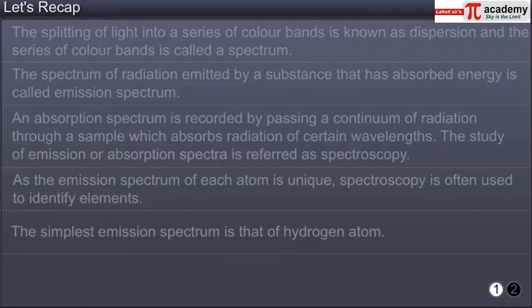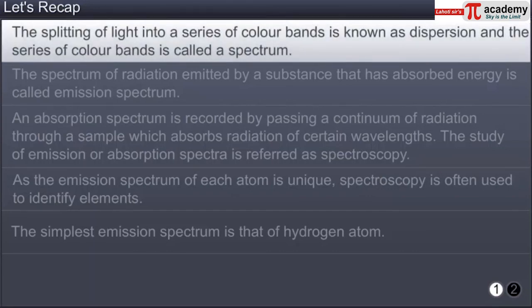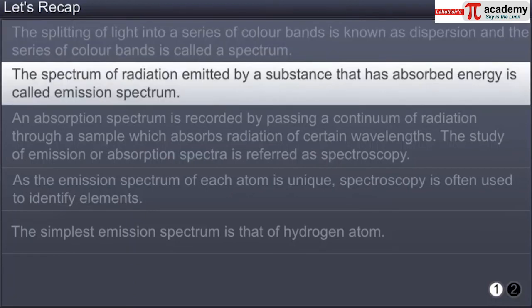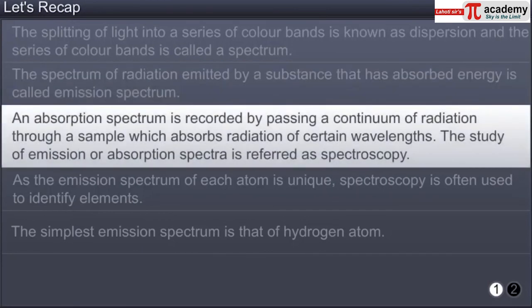You have now reached the end of this module. In this module, you learned that the splitting of light into a series of color bands is known as dispersion, and the series of color bands is called a spectrum. The spectrum of radiation emitted by a substance that has absorbed energy is called emission spectrum. An absorption spectrum is recorded by passing a continuum of radiation through a sample which absorbs radiation of certain wavelengths. The study of emission or absorption spectra is referred as spectroscopy.